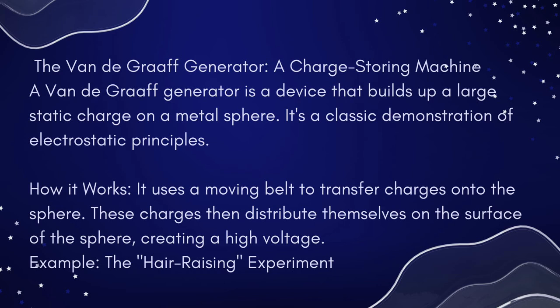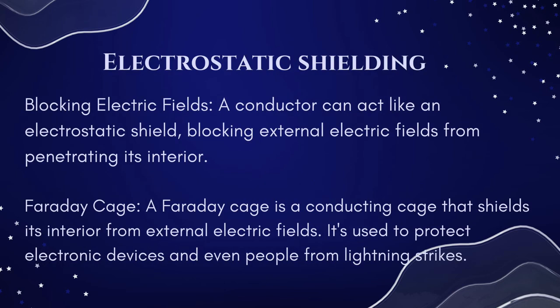An example of this is the hair raising experiment. If you touch the sphere, the charges can jump to your body, making your hair stand on end. That is the reason why your hair rises when you touch the Van de Graaff. It's because the charges from the belt build up on the sphere, creating a high voltage, which causes your hair to stand. Next, we have electrostatic shielding.